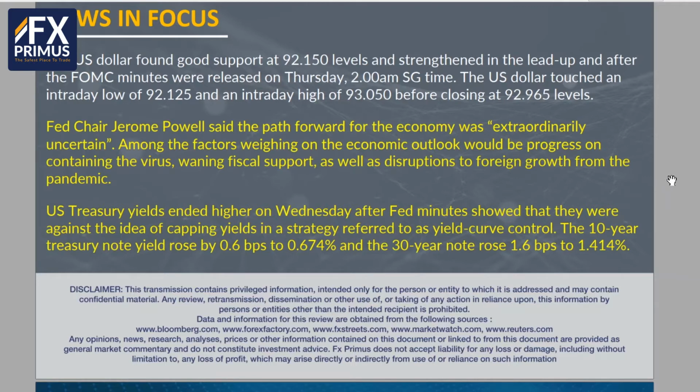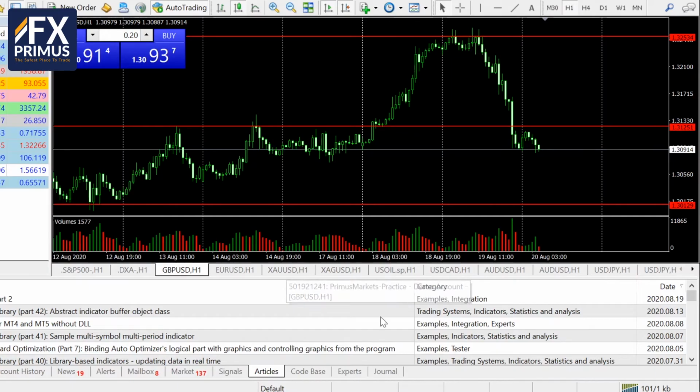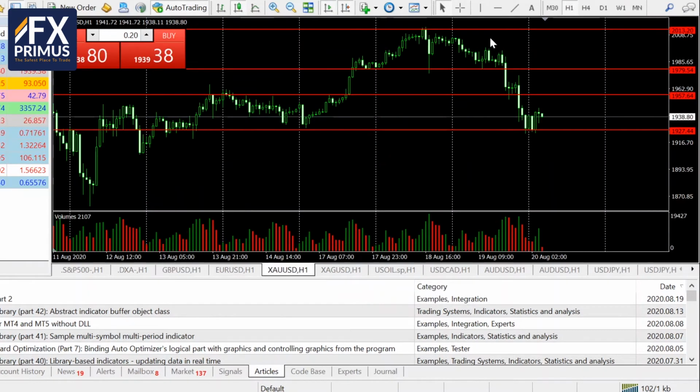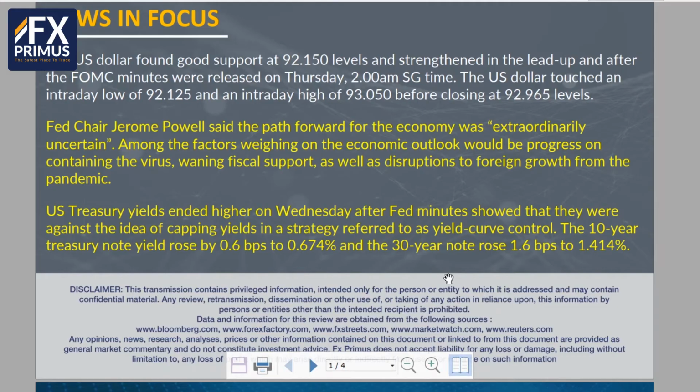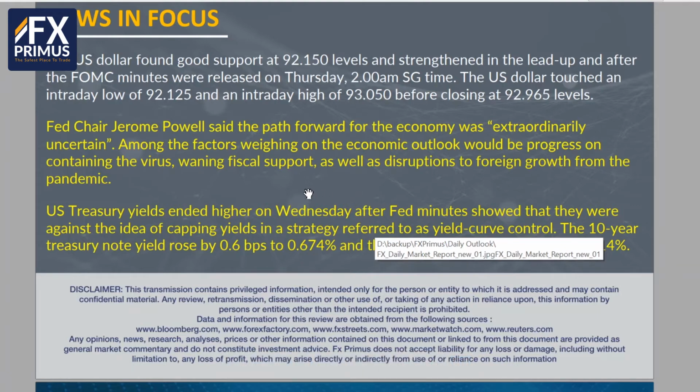Okay, so the Federal Reserve showed no interest in doing this, and that was one of the main reasons why the actual yields on the 10-year and 30-year treasury notes rose, partly due to this, and also as the treasury yields rose, we do see the gold prices pushing down about 77 US dollars. Okay, so that was the main takeaway from yesterday's FOMC meeting minutes. And of course, Federal Reserve Chairman Mr. Jerome Powell has the view that the path towards economic recovery will be extraordinarily uncertain.